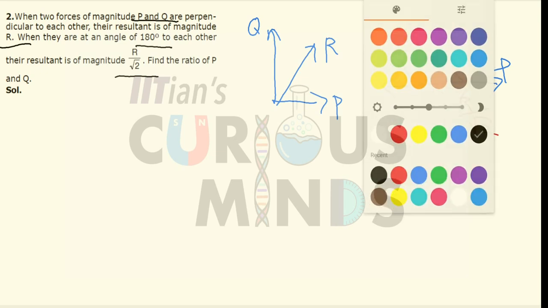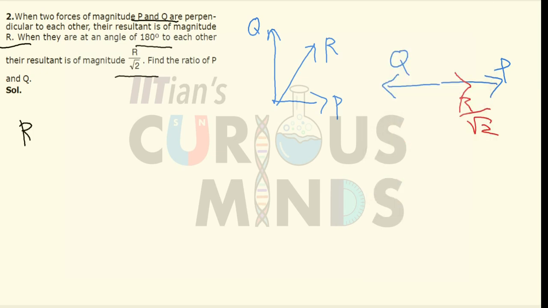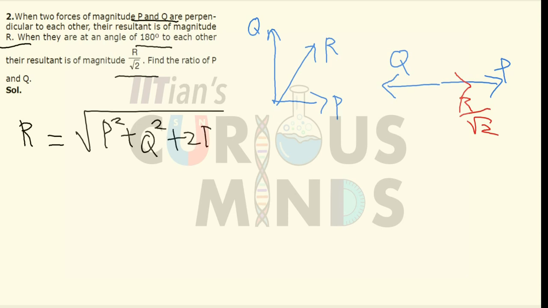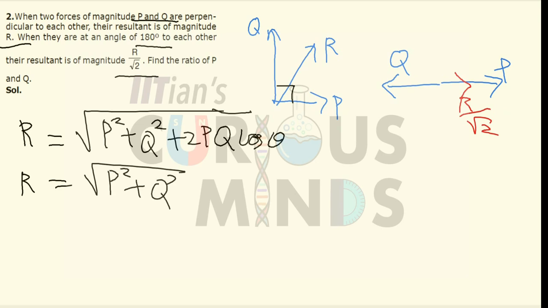In the first case, we will use the formula of the resultant. Resultant over here is equal to root of P square plus Q square plus 2PQ cos theta. In the first case, the angle between them is 90 degrees. So cos 90 is equal to 0. So the resultant is equal to root of P square plus Q square. Let this be equation number 1.